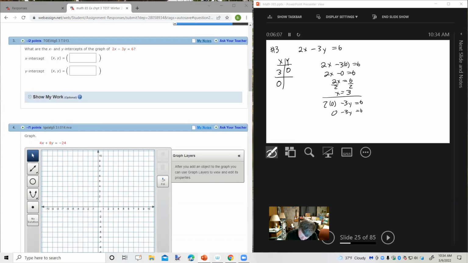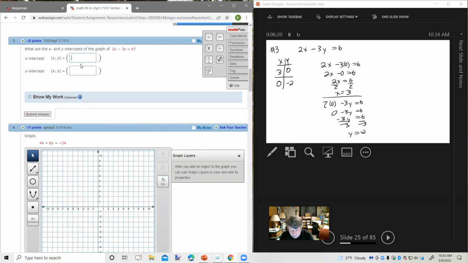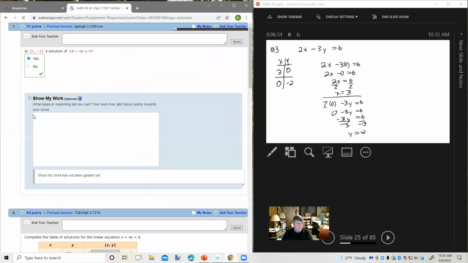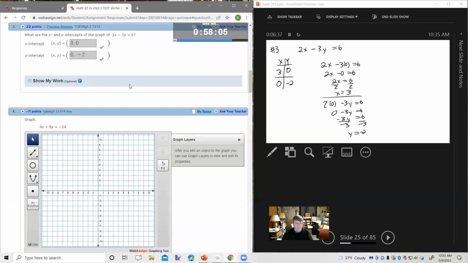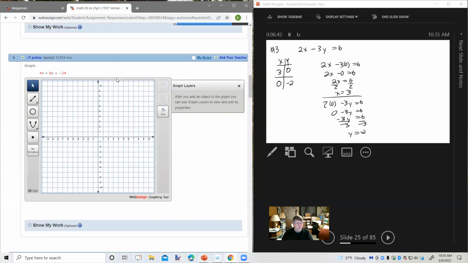If x is 0, 2 times 0 minus 3y equals 6. 0 minus 3y equals 6. -3y equals 6. Divide both sides by -3. y equals -2. So the x-intercept is when y equals 0, so that would be the ordered pair (3, 0). For the y-intercept, x is 0, so (0, -2). All righty. Let's take a look at problem number 4.